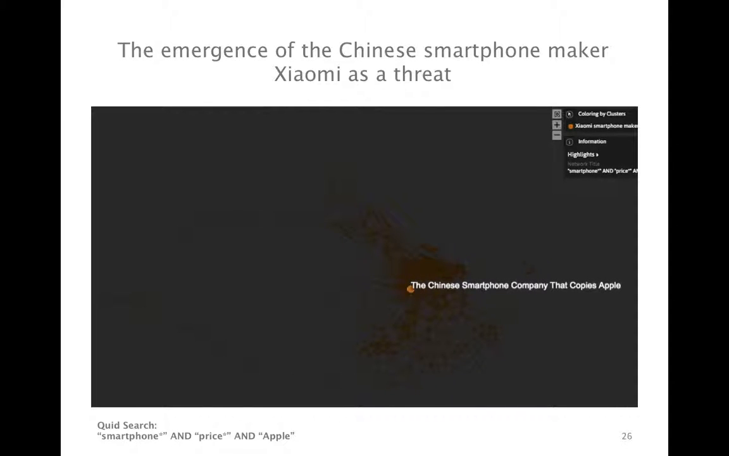In fact, we know that the iPhone is expensive, so we wondered, could iPhone high prices be a threat for Apple's business in coming years? Thanks to a quick search, we discovered a whole cluster referring to the Chinese smartphone maker Xiaomi. While Xiaomi could be a threat for Apple, it sells similar smartphones at nearly half the price.